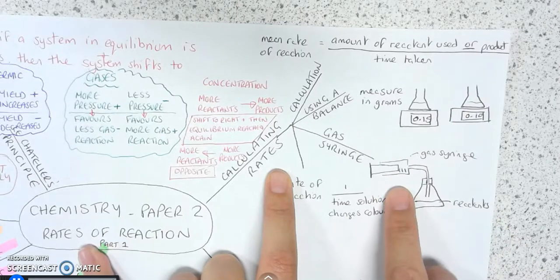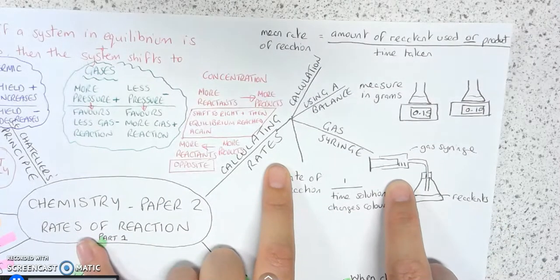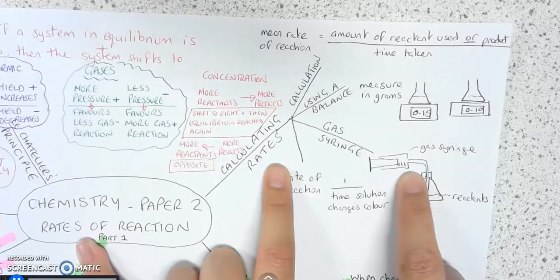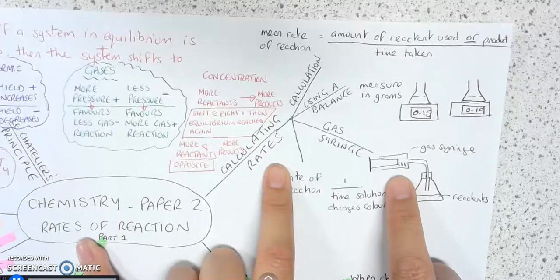Another one that you can do is you can use a gas syringe, and you can actually collect the gas that's been released, and you can write down how much gas is made in intervals. So it could be in 10-second intervals or 20-second intervals. But really, the smaller the intervals, the more accurate your results are. Although that does cause problems because it means you have to be looking at the gas syringe all the time and make sure you're as accurate as possible.